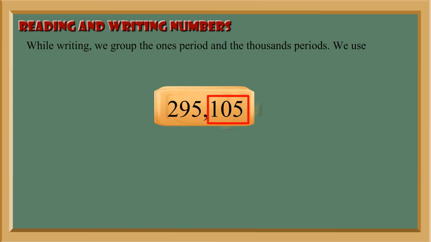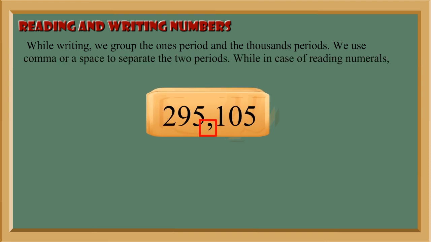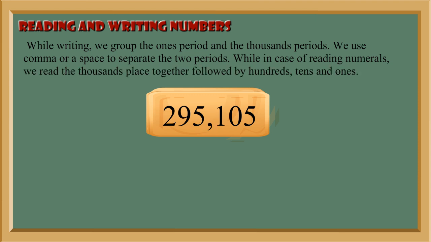While writing, we group the ones period and the thousands periods. We use a comma or a space to separate the two periods. While in case of reading numerals, we read the thousands placed together, followed by hundreds, tens and ones.